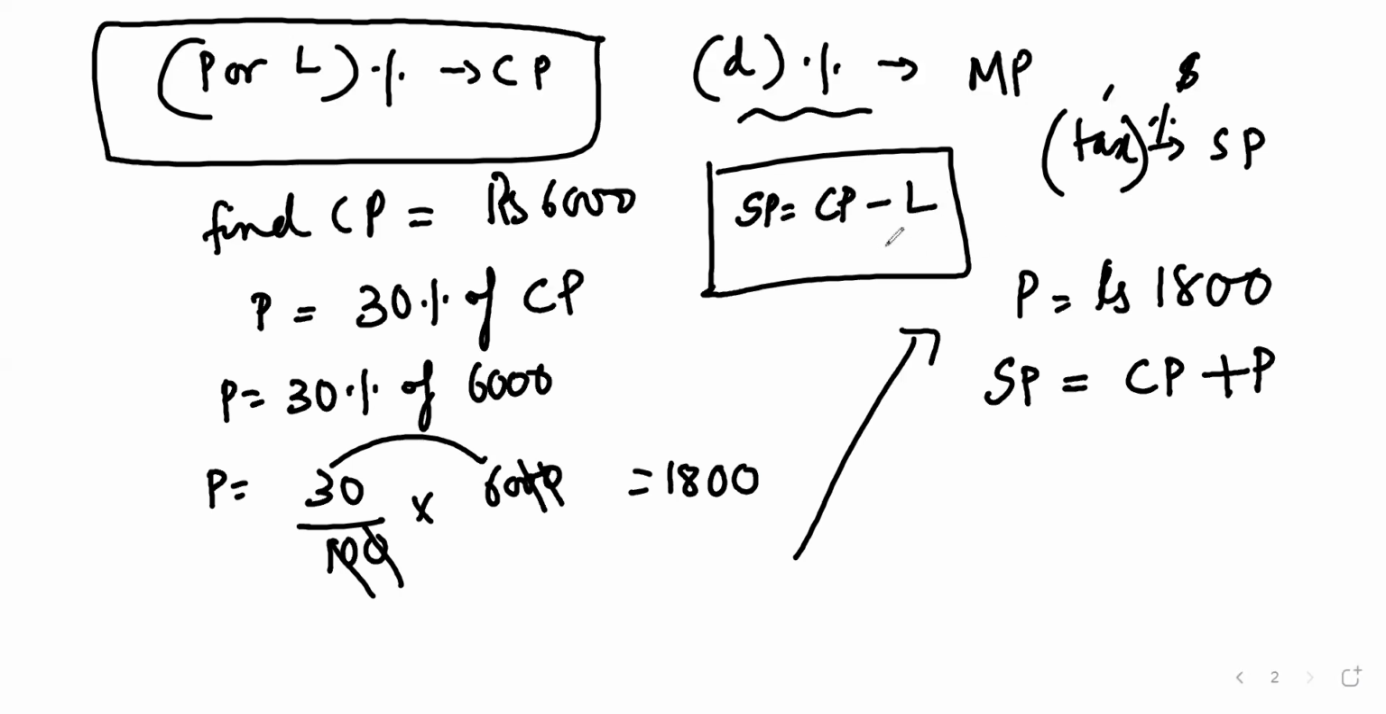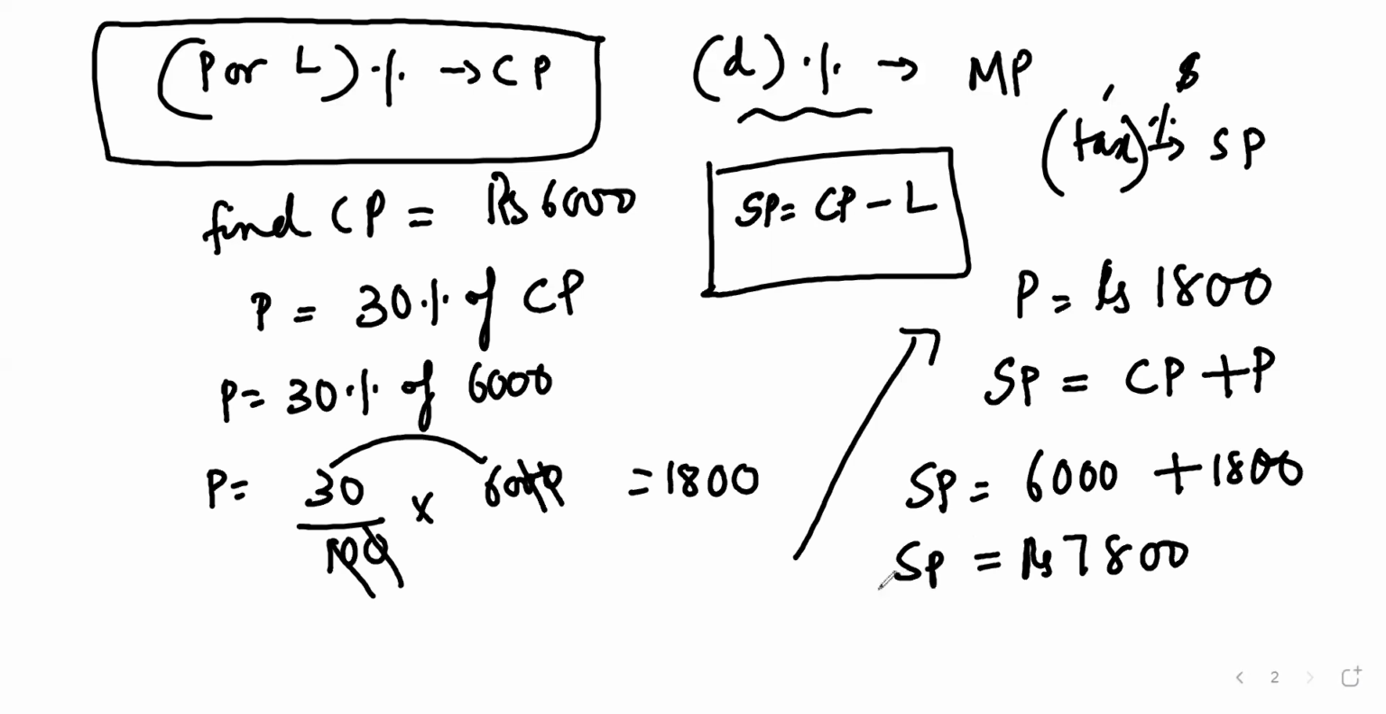Yes, we will subtract the loss from the cost price. In the case of profit, the selling price is more than the cost price, so you will add the profit to the cost price. So what is the final selling price? The final cost price is 6,000; you will add 1,800. You will get rupees 7,800 as the selling price. The article must be sold at 7,800 so that he can obtain this 30% profit on cost price.